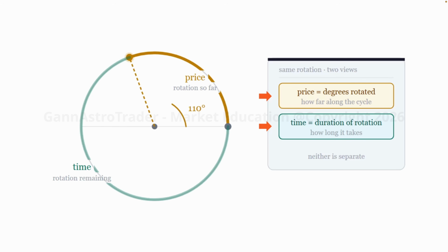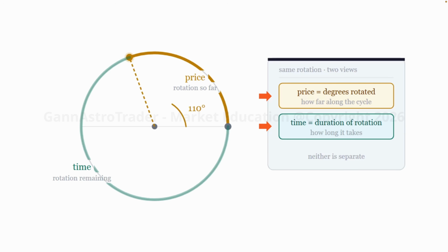Now ask yourself one more thing. If price is rotating through a cycle, can it do that instantly? It cannot. It takes time. So time is not separate from price. Time is simply how long it takes for that rotation to happen.